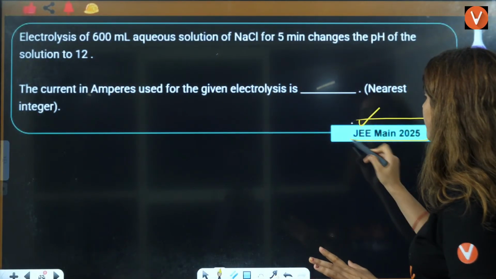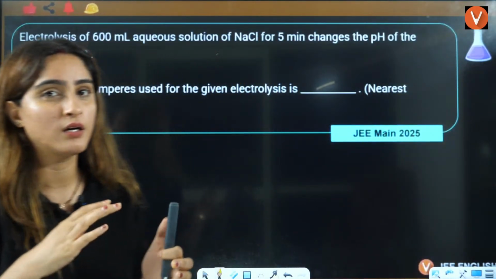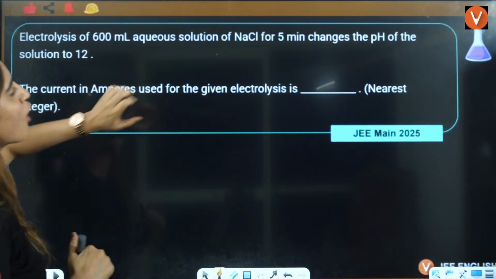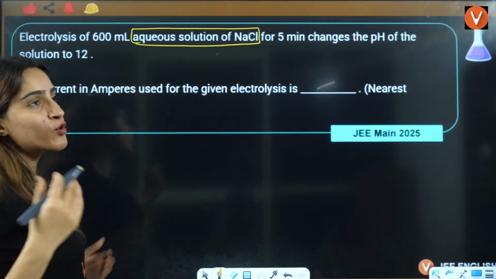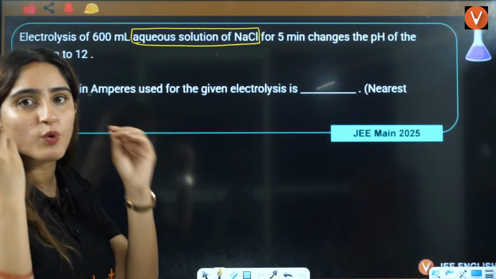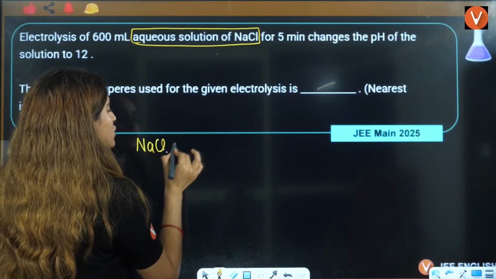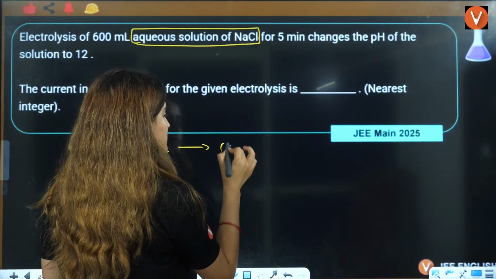Next is a JEE Mains 2025 question. This is a very, very important question, because here they are somehow asking about the product of electrolysis as well. Electrolysis of aqueous solution of NaCl. Now, if you don't know the product of electrolysis, you will have no idea what is happening here. So we know that if you have aqueous solution of NaCl, if you remember, we have NaOH. See, we have Cl2.